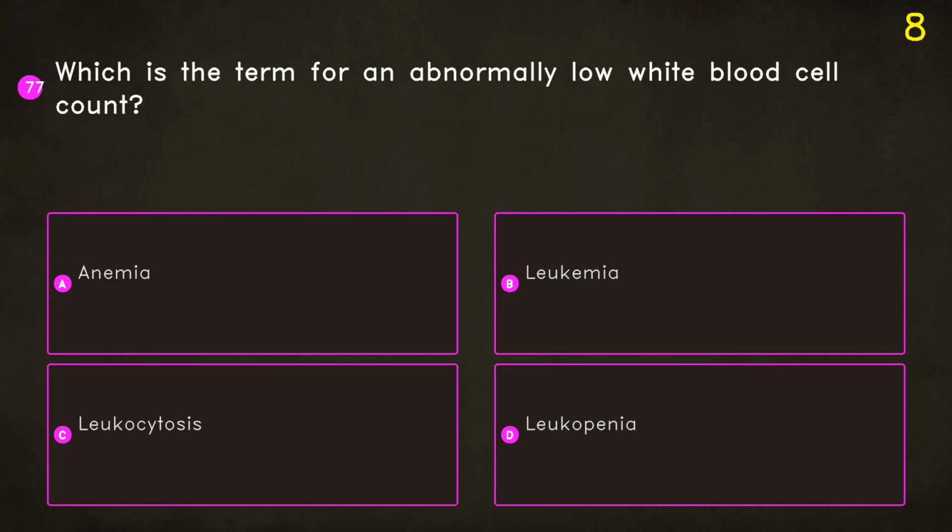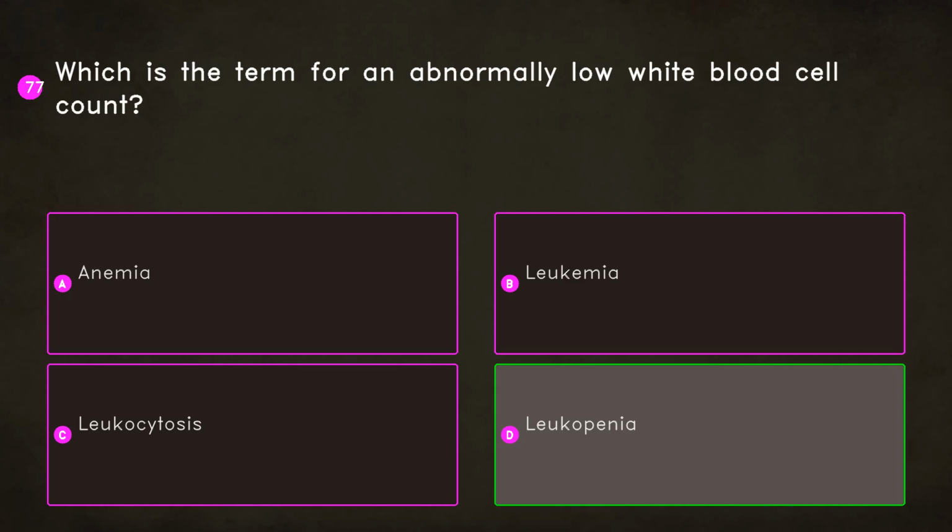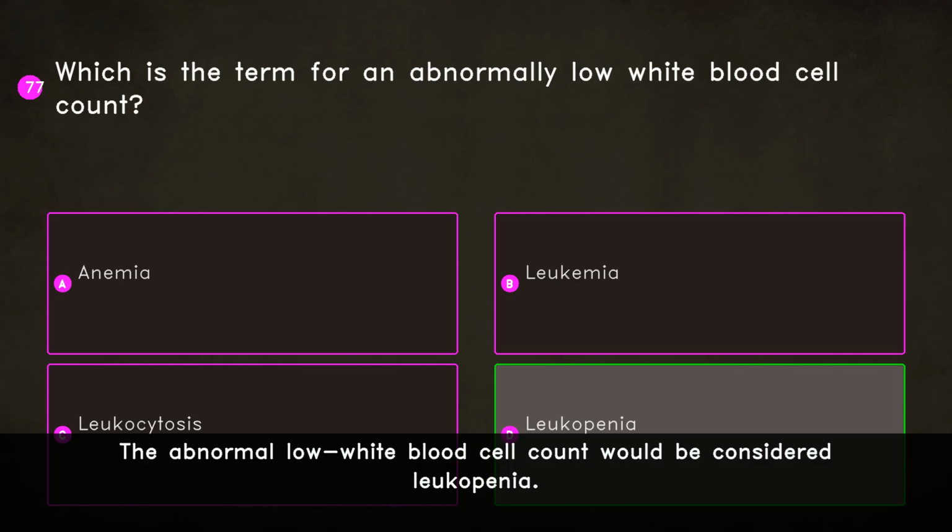Question 77. Which is the term for an abnormally low white blood cell count? A. Anemia, B. Leukemia, C. Leukocytosis, D. Leukopenia. The correct answer is leukopenia. An abnormally low white blood cell count would be considered leukopenia.